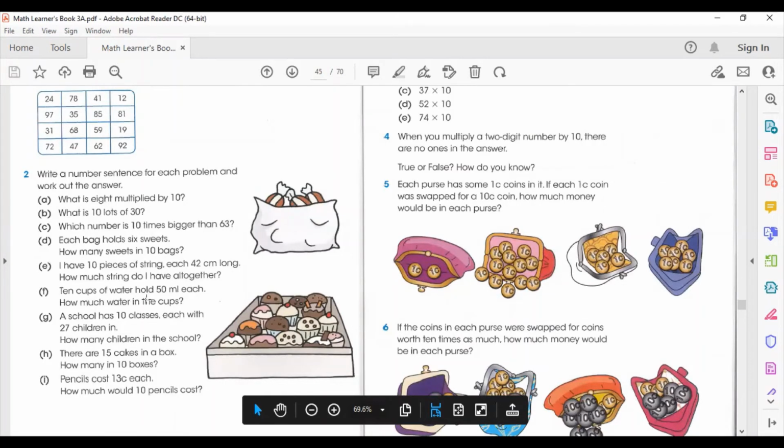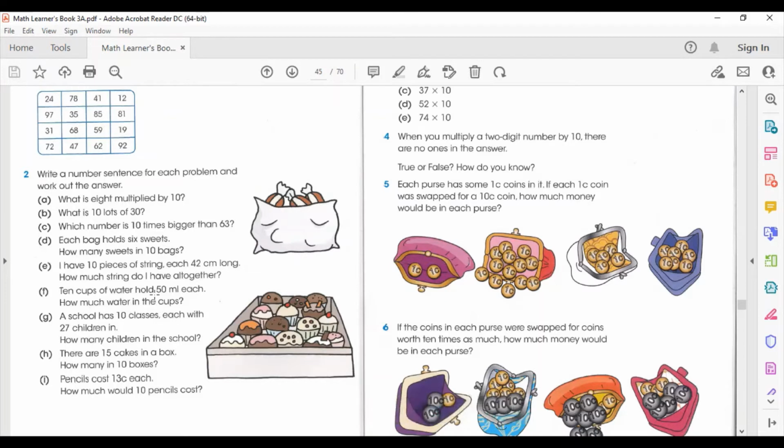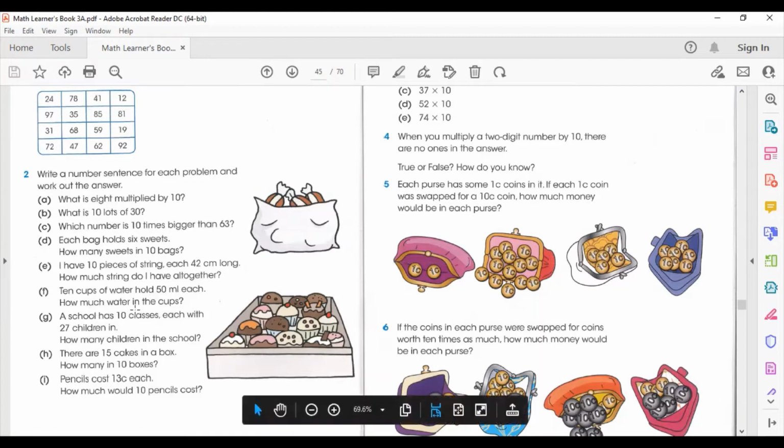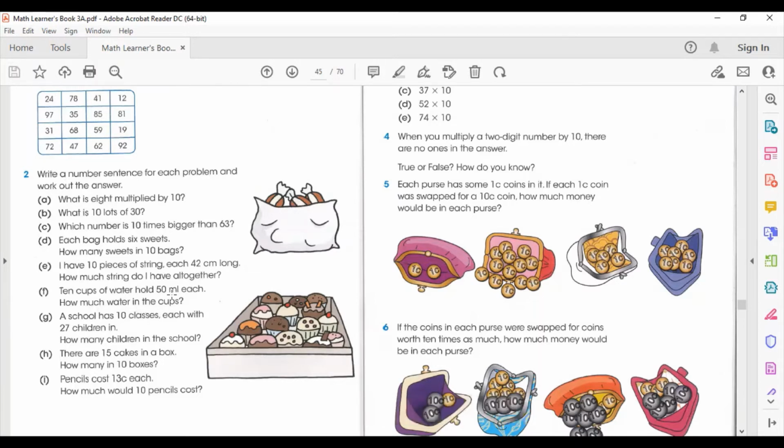Ten cups of water hold 500 milliliters. How much water in the cup? 50. 10 cups of water hold 50 milliliters. How much water in the cups total? So 50 multiplied by 10, 500 milliliters.